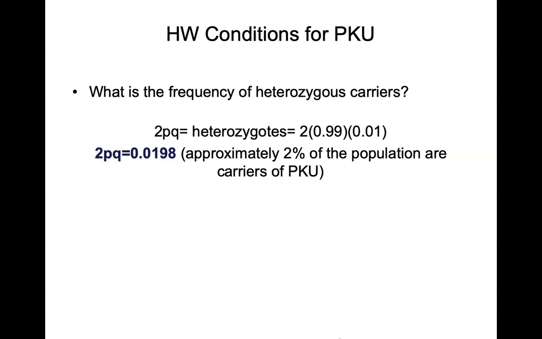Now remember, the 2pq part of the equation is going to tell us our frequency of heterozygotes, or our frequency of carriers in a population. So 2pq is equal to 2 times our p value, 0.99, times our q value, 0.01. So 2pq is equal to 0.0198, which is approximately 2% of the population. Approximately 2% of the population are carriers for PKU.